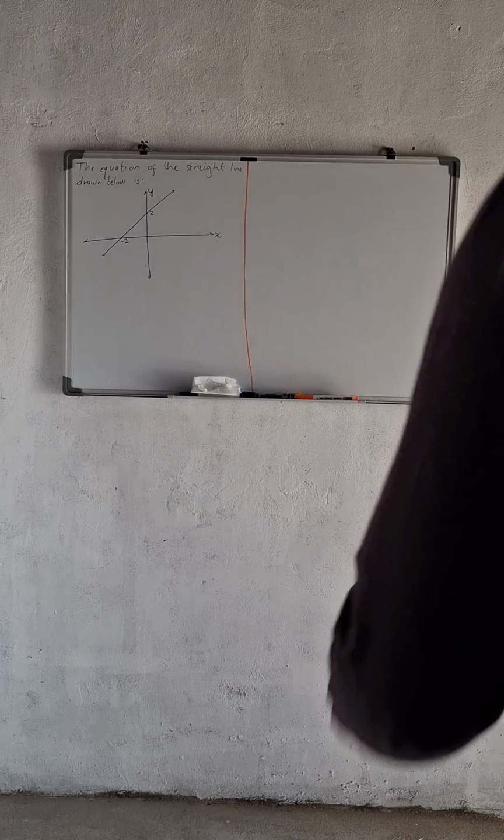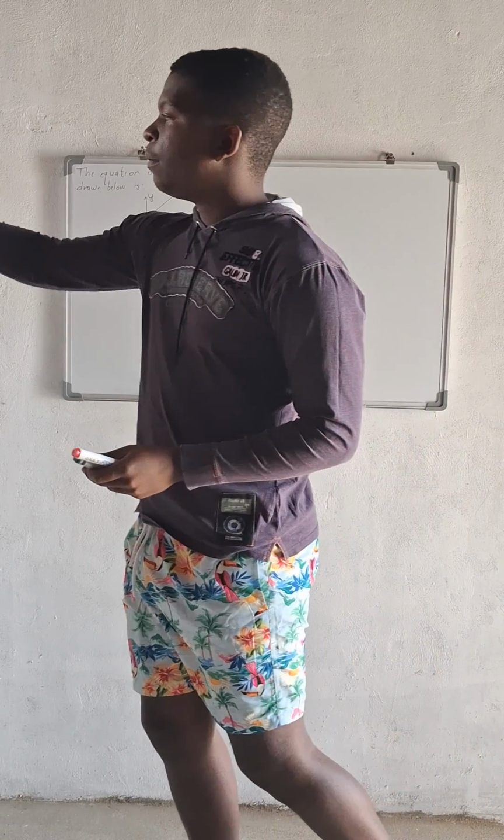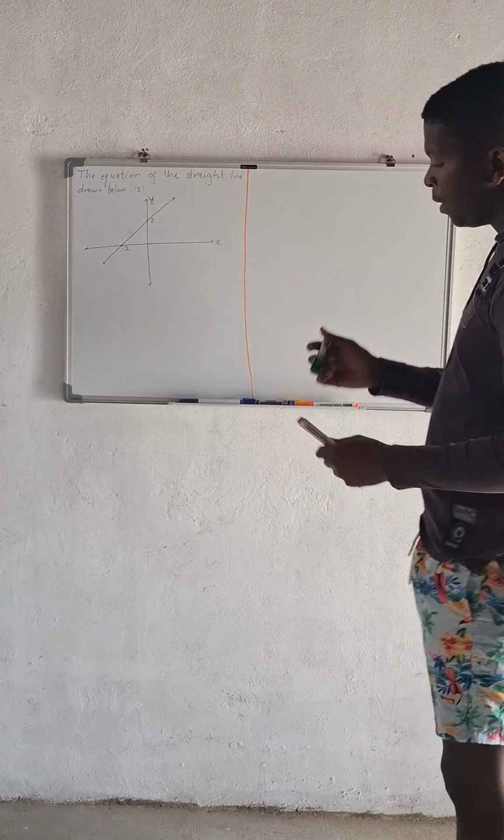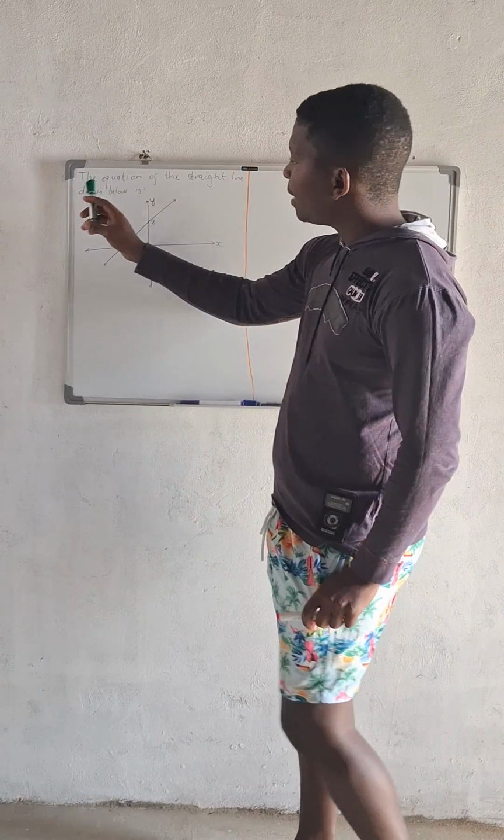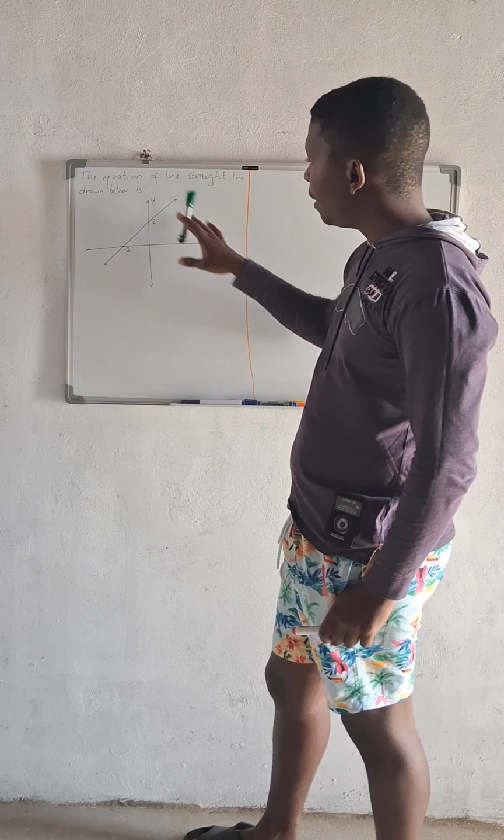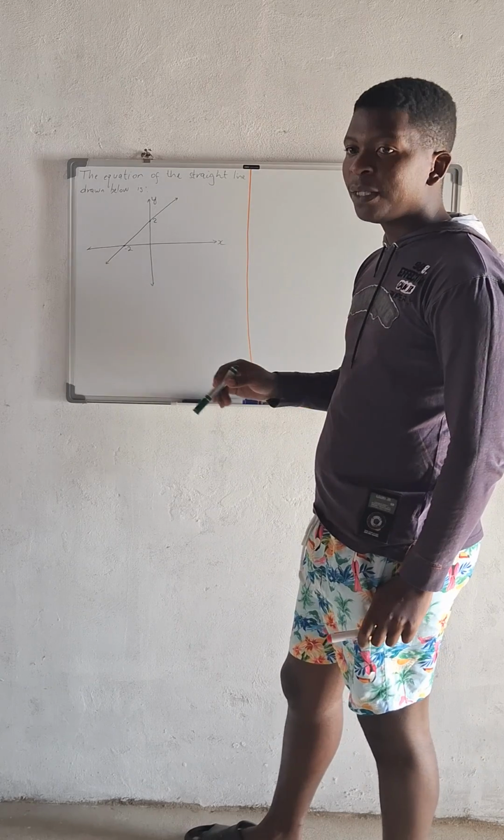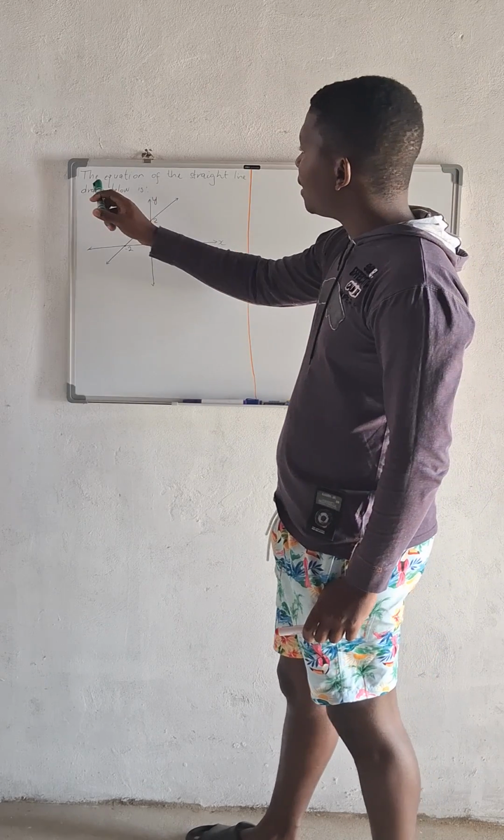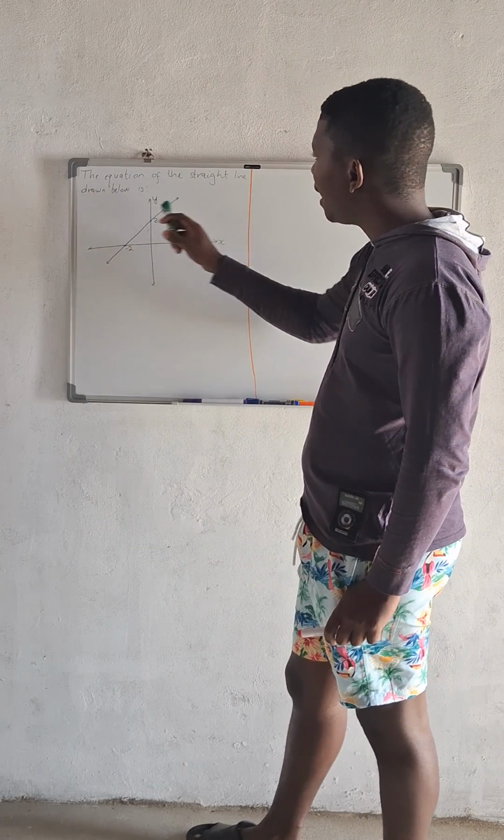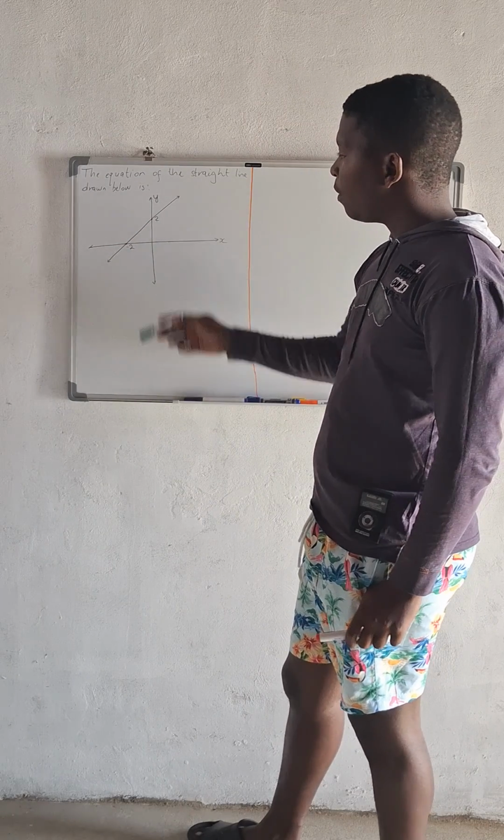Grade 9, let us look at this problem here. The question says that we're still on graphs. As you can see, this is a Cartesian plane and there is a straight line drawn on that grid, right? They are asking for the equation of the straight line drawn below. So they are looking for what?